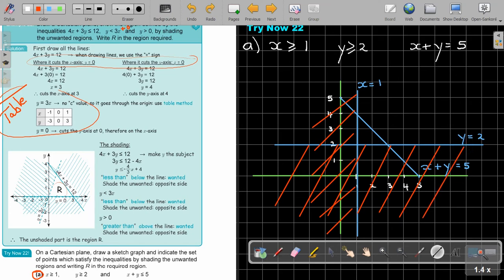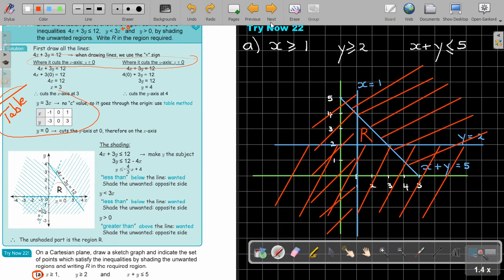Okay, the inequality. Oh, I didn't put the inequality there. Let's just put the inequality there. So in this case, it's going to be smaller than or equal to. So it's a solid line. All of them are solid lines. And it's smaller, so it's to this side, and I shade this side. And then the required region, this will be R. Okay, that will be the required region.